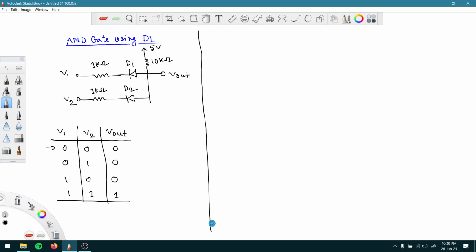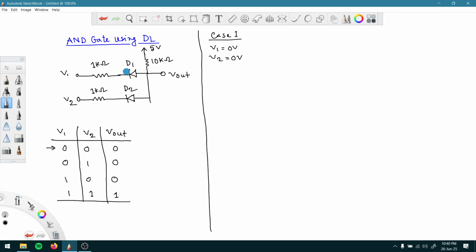So case 1. V1 should be equal to 0 volt, V2 should be 0 volt, and if both of them are 0 volt, that means what? You see 5 volt is coming from the supply here, then we have resistance and these are going through the diodes, and if we have lower voltage at these two inputs of 0 volt, that means what? We can assume initially that both of the diodes are forward biased because this particular node will be at a higher potential compared to this one.